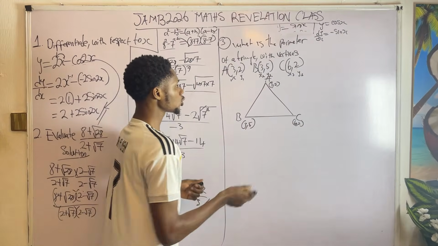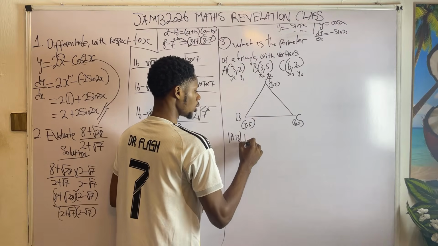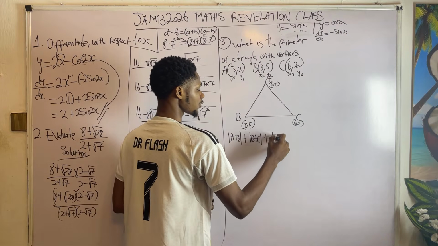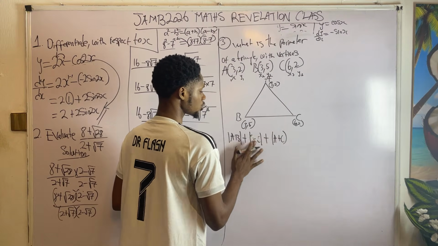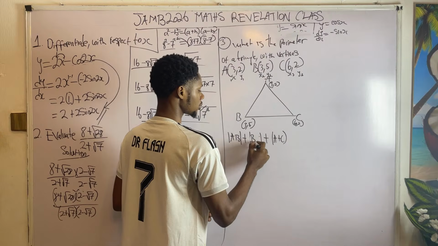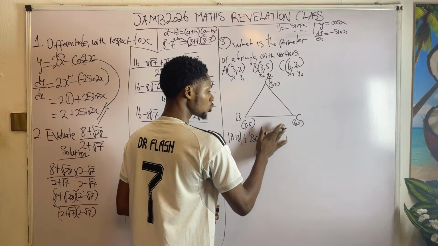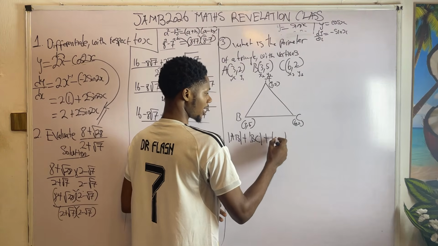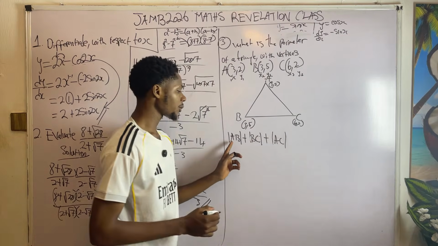That's the trick. So the distance from A to B, plus the distance from B to C, plus the distance from A to C. Positive values only, take note. You can see I'm putting them in bars. Now what is the distance from A to B?